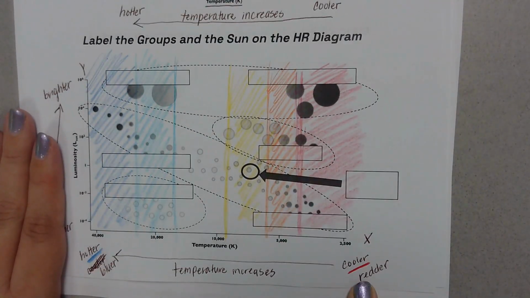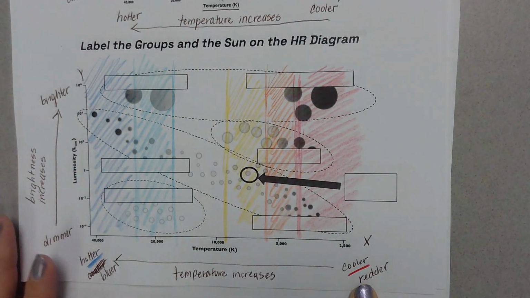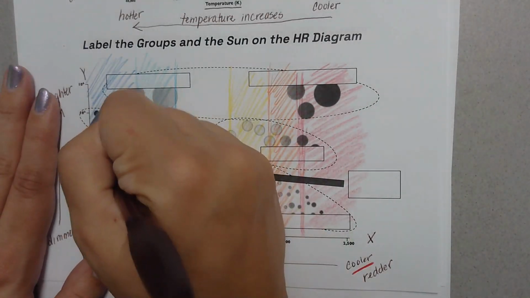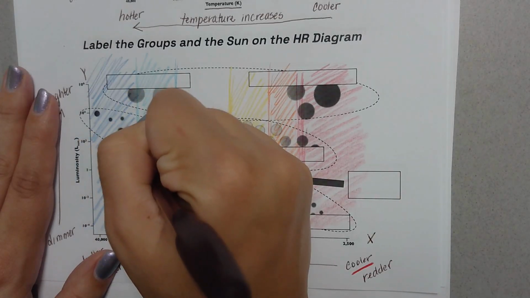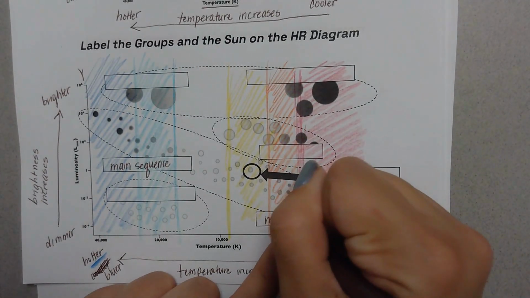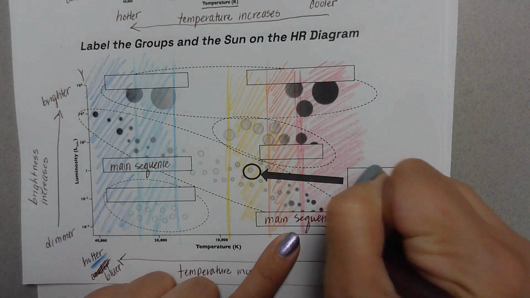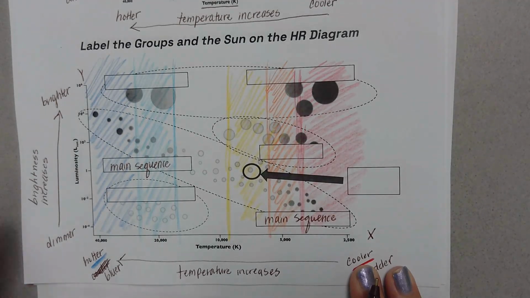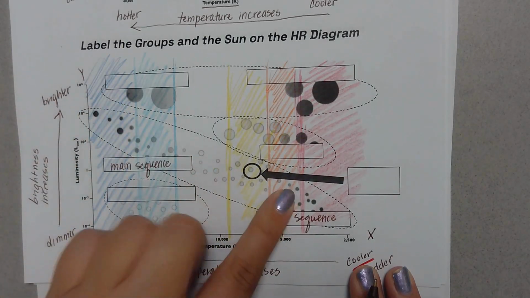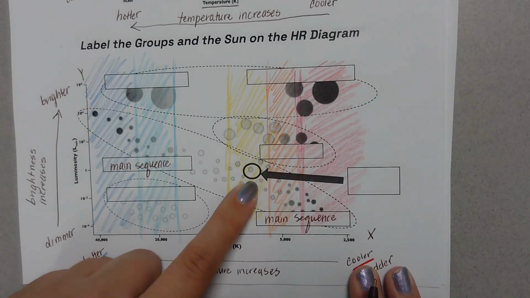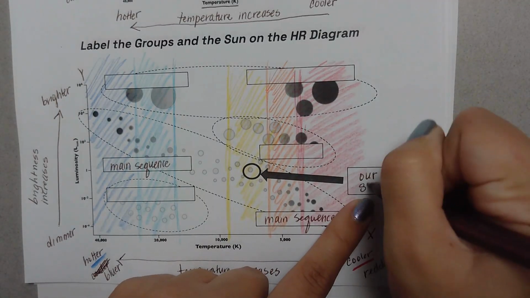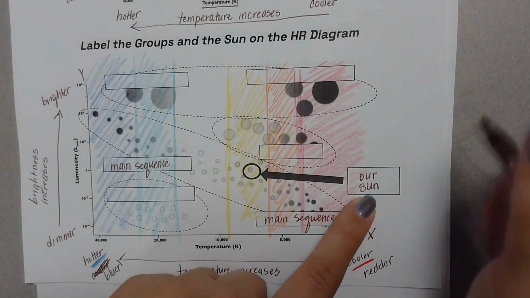So now that we've got our axes labeled, we're going to label the different groups on the HR diagram. So we're going to start with this big diagonal section in the middle. This is called the main sequence. So down here we have, again, the main sequence. That's this very large diagonal portion. And this dot right here in the yellow section is actually our sun. So our sun is a main sequence star.